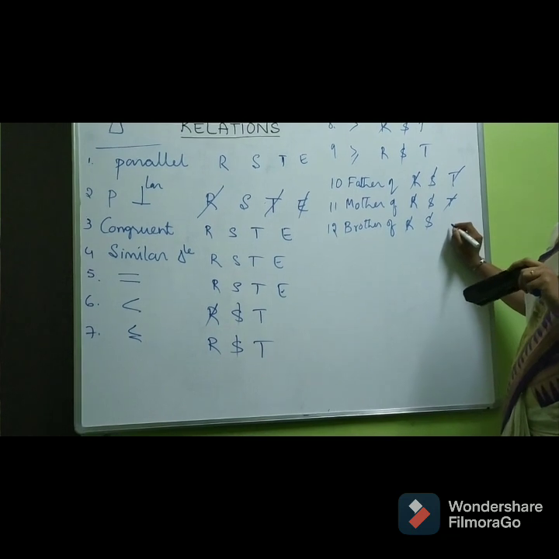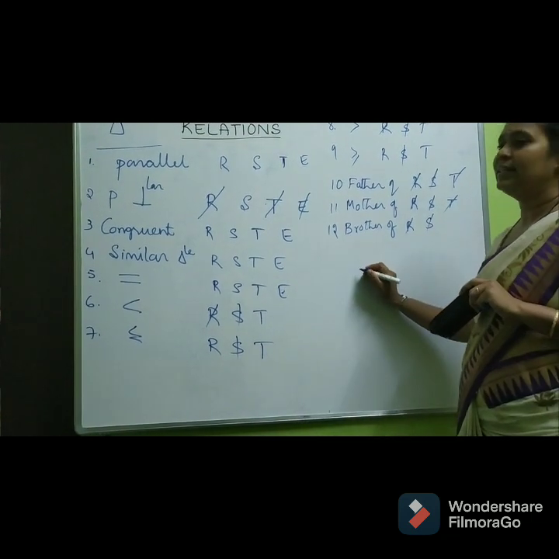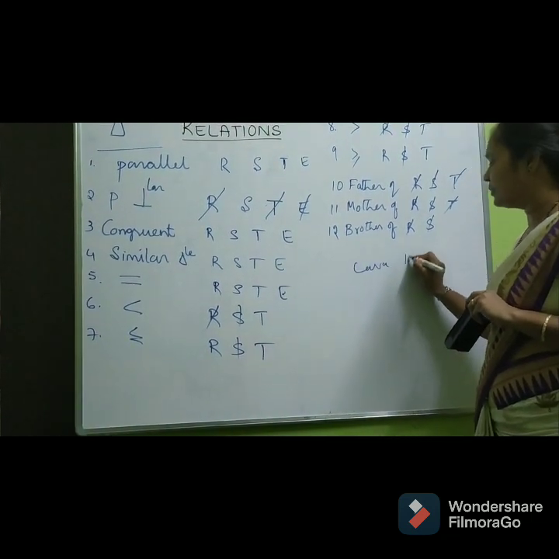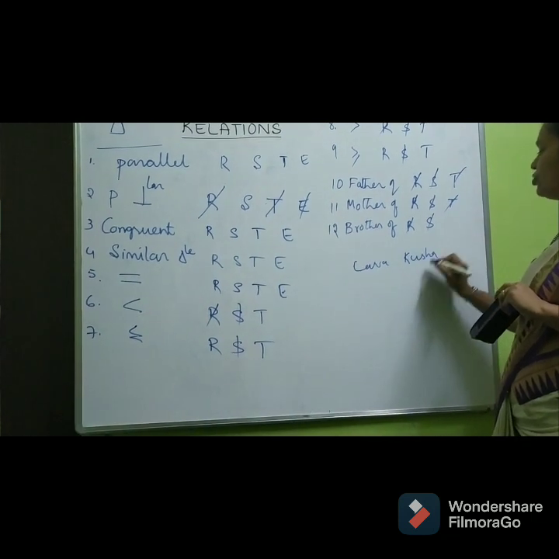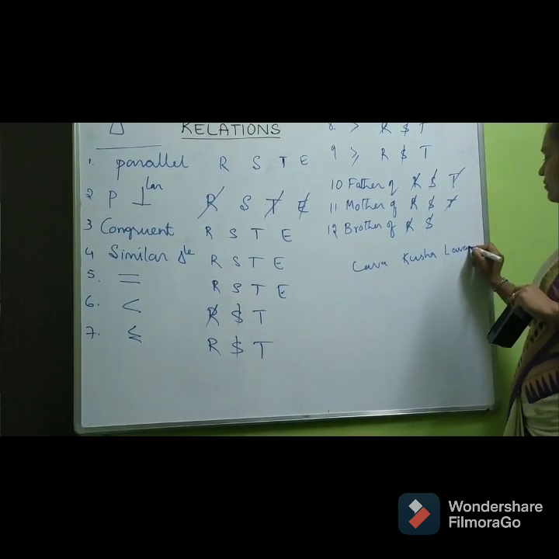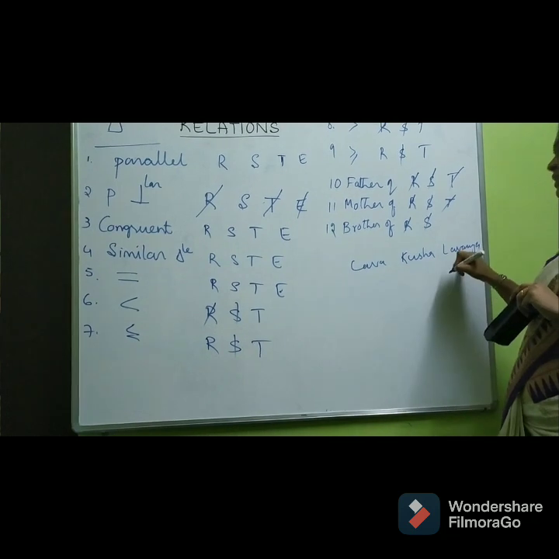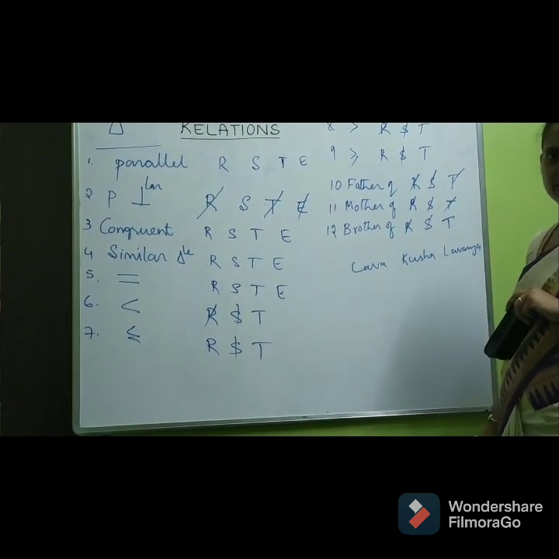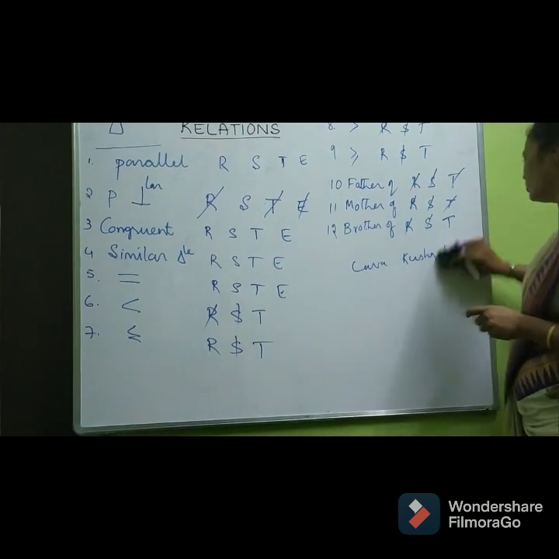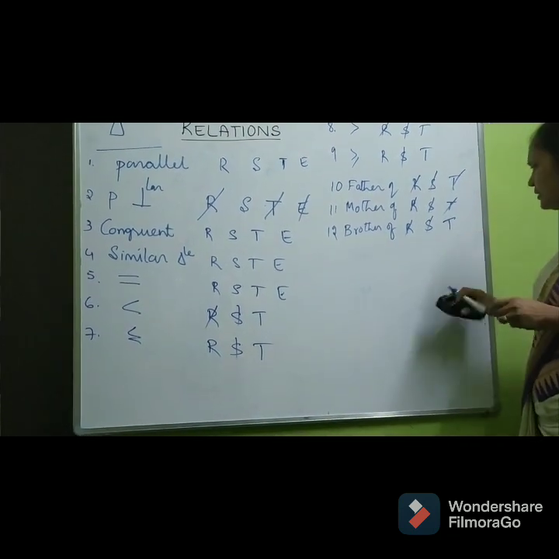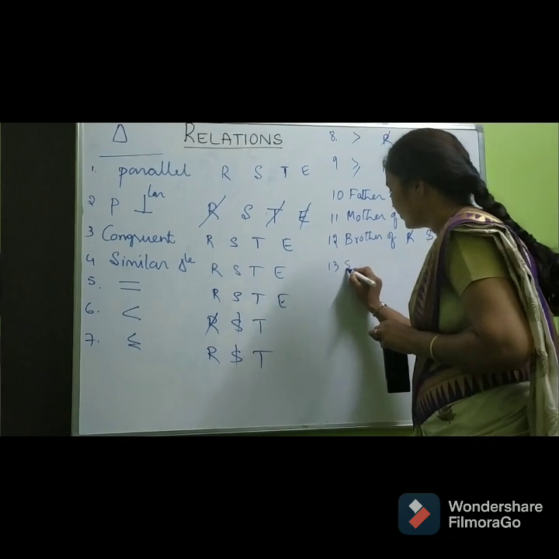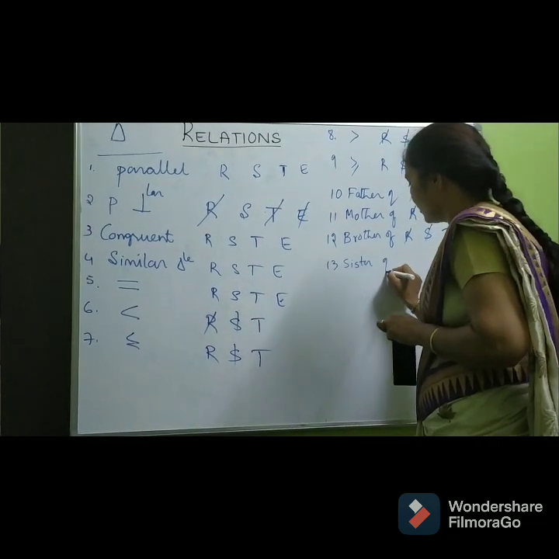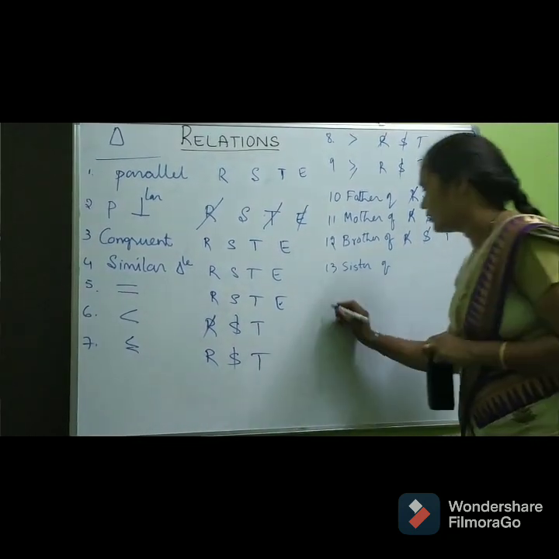What about transitive? Take Lava is brother of Kusha, Kusha is brother of Lavanya. See, Lava is brother of Lavanya only. Therefore, it is transitive. Same thing for sister of.